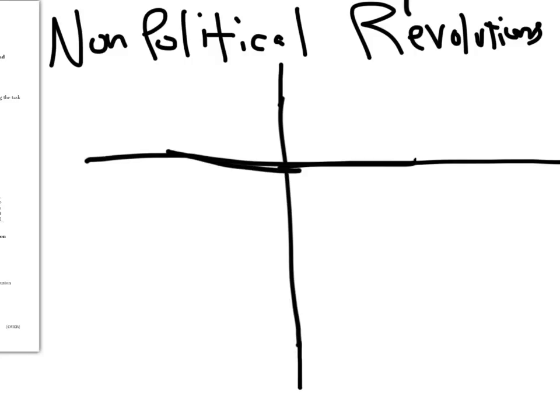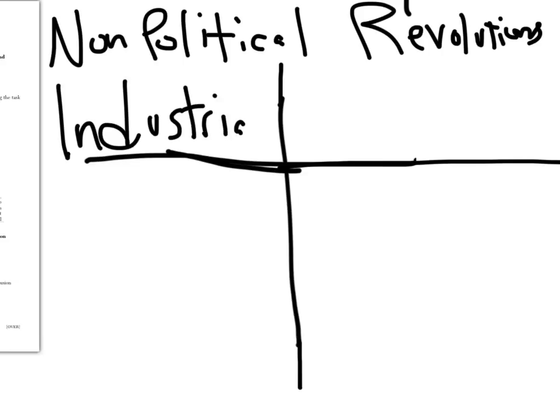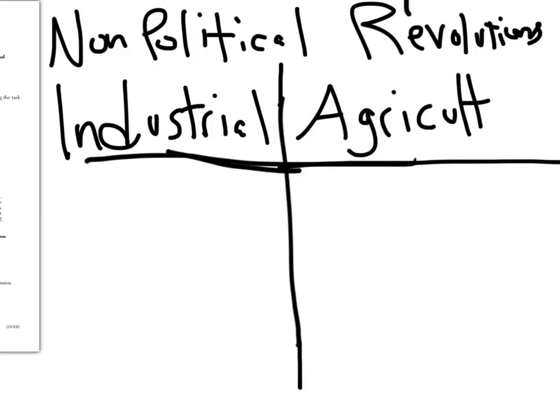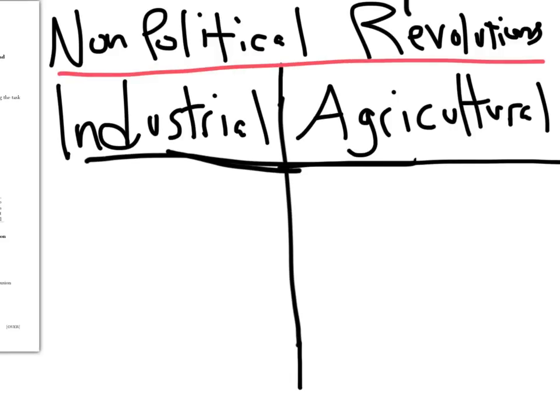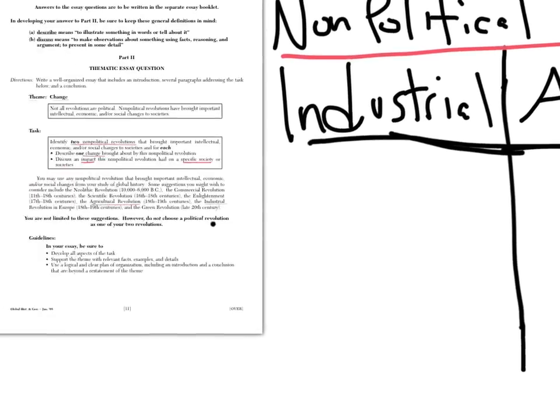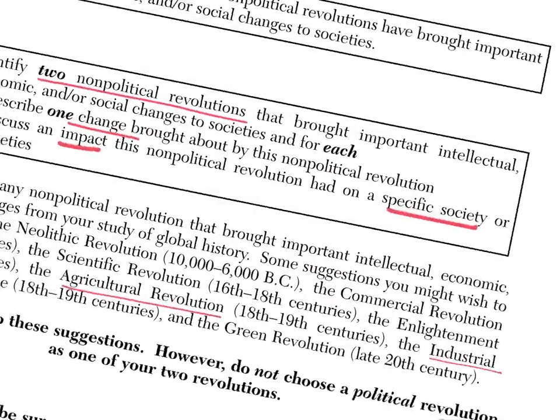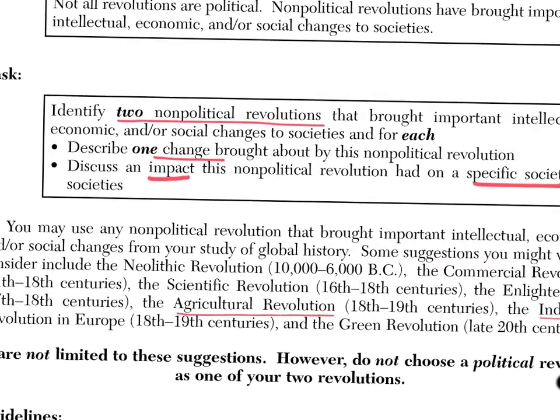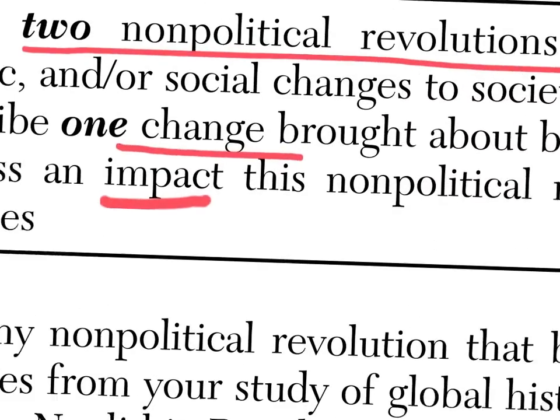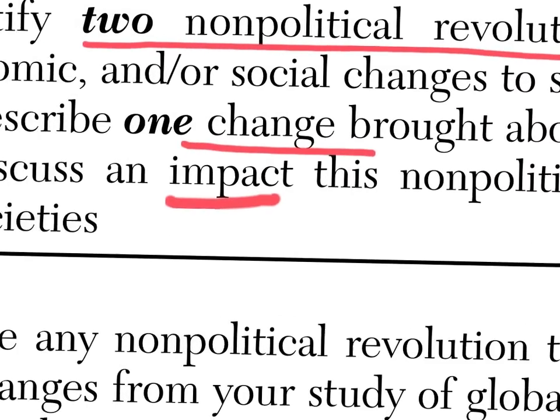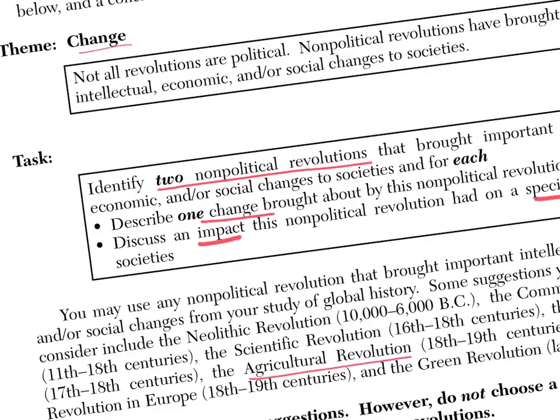And we're going to be doing the Industrial Revolution on the left side. And on the right side, we're going to do agricultural. Just as an example, you can select whichever ones you want. And then, so now we've split it, right? So we've got non-political revolutions on the left side, industrial, on the right side, agricultural. And so when we're looking at this, we've got to do what? For each one, we're going to be describing the change and the impact on society for each one.